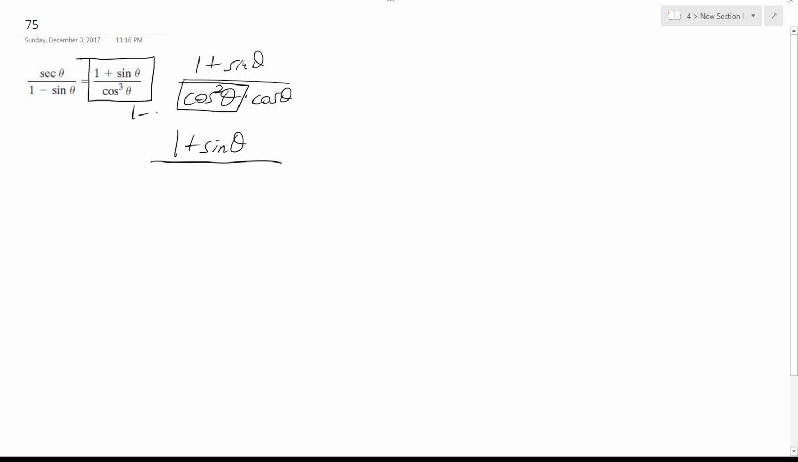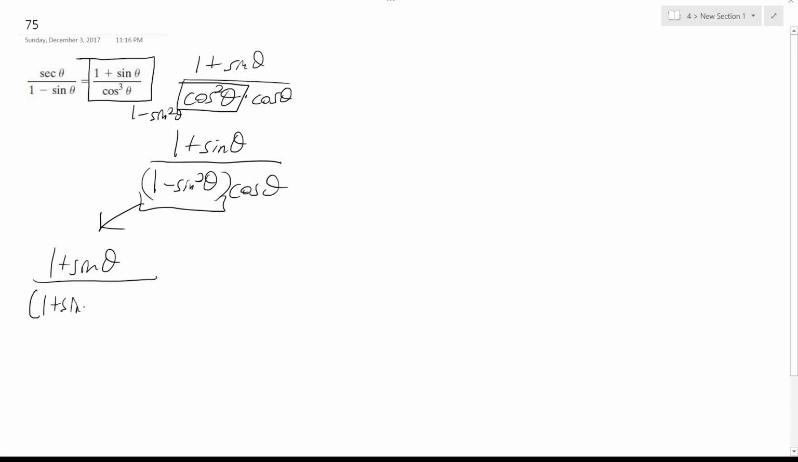This is actually equal to 1 minus sine squared theta, the cosecant. So this becomes 1 minus sine squared theta. I'll just write it for the heck of it. I just don't want to write too many steps. So 1 plus sine theta. What's going to happen is I can break this apart and it becomes 1 plus sine theta, and then 1 minus sine theta, and then cosine theta.